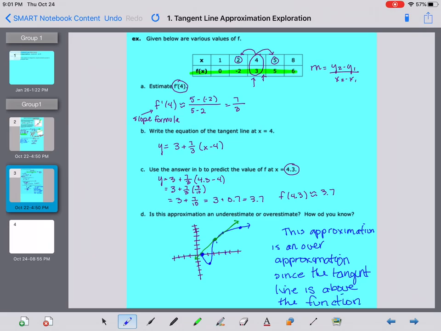So that is the idea of using a tangent line to approximate a value that's not known or not calculable. This is especially helpful when we're dealing with a table. Go ahead and try the practice behind this, and if you have any questions, come see me on Monday morning.